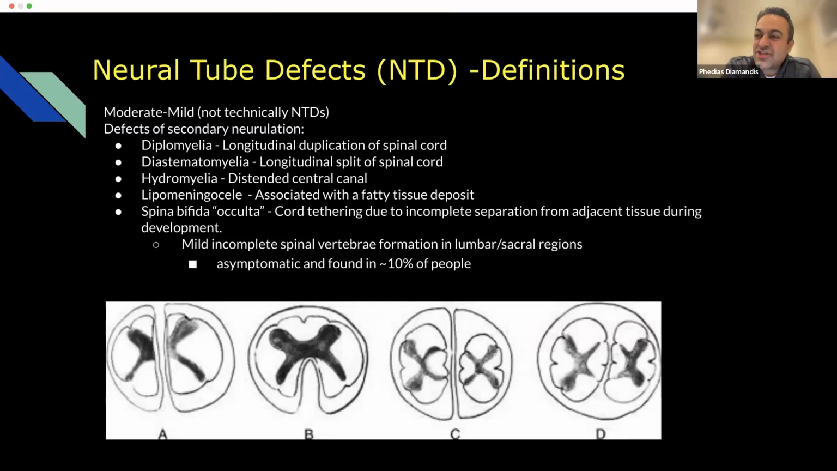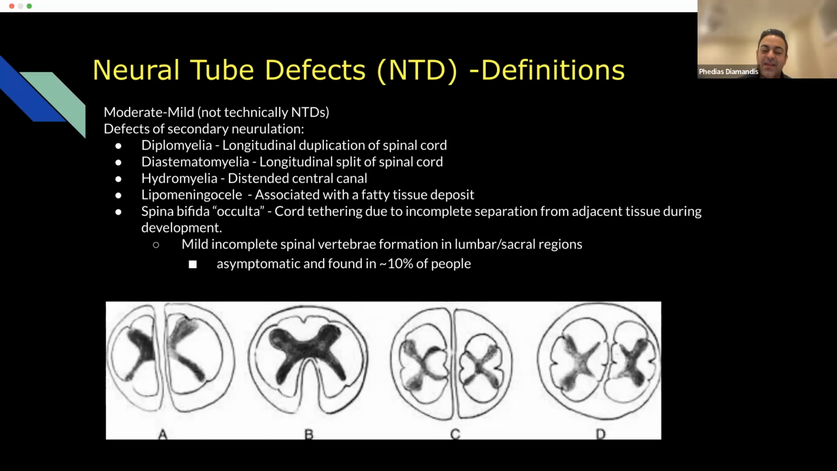And then again, just to hammer through the definitions, we can go back to the embryology and see how these form. The third type that we'll be talking about today is technically not a neural tube defect in the traditional sense, but is really a defect of secondary neurulation. And we'll talk about what that means. But really, the variants are, you can have what's called diplomyelia, or longitudinal duplication of the spinal cord, and that's seen in figure panels C and D of this image.